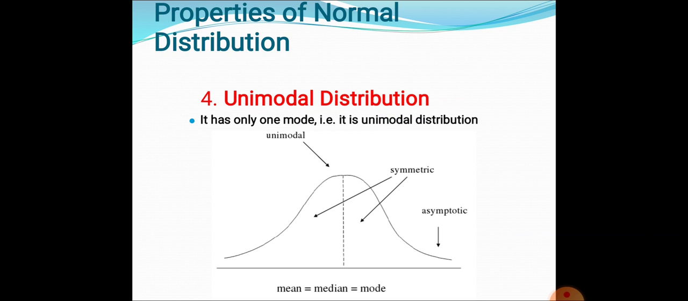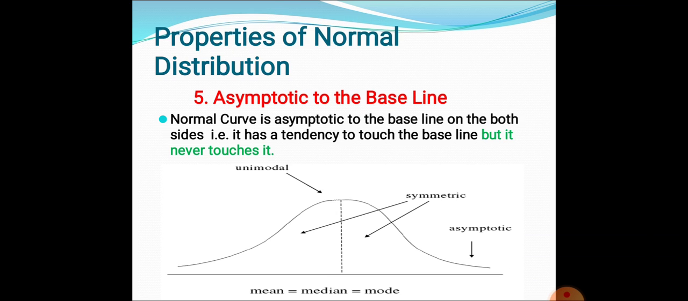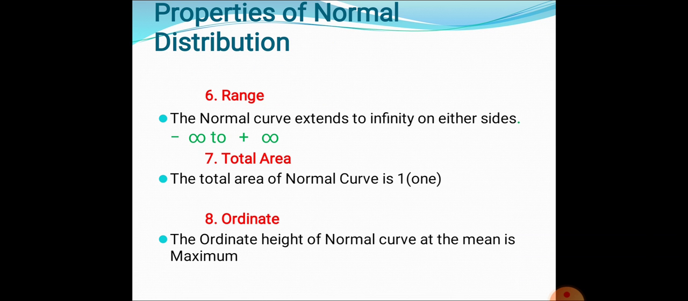Next feature is unimodal distribution. It has only one mode. Asymptotic to the baseline, which means on both sides it has a tendency to touch the baseline, but it never touches it. Range: the normal curve extends to infinity on either side, from minus infinity to plus infinity, and the total area of the normal curve is 1.